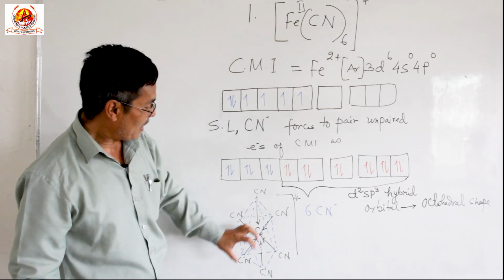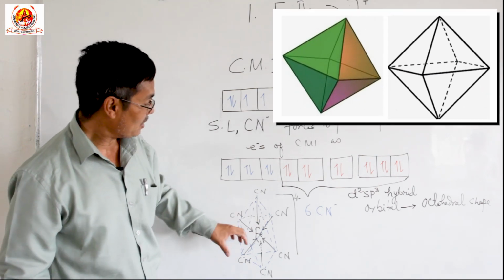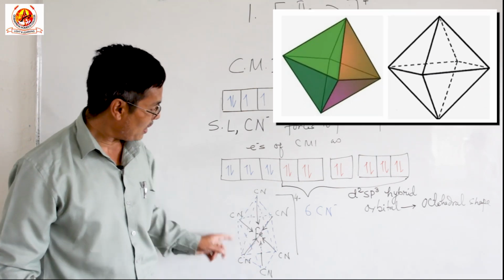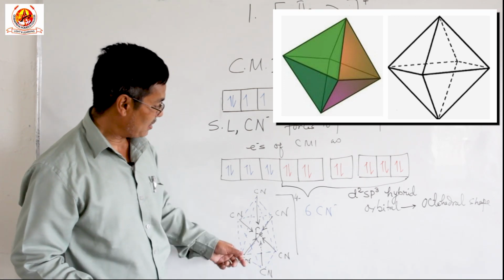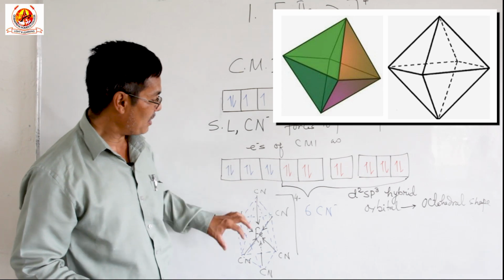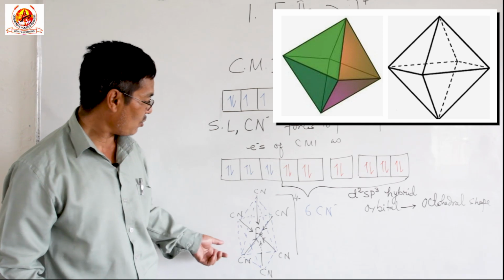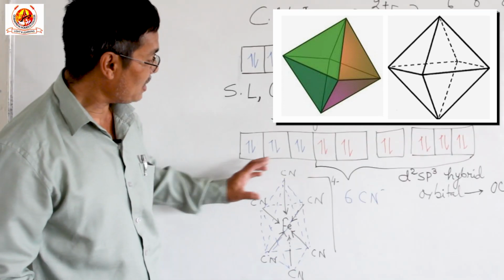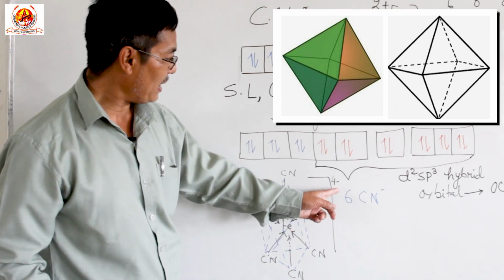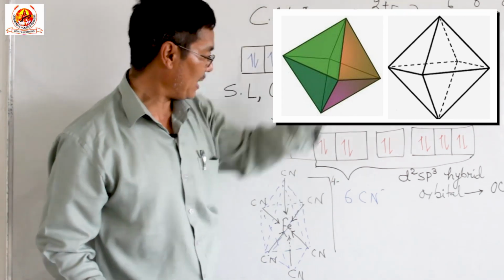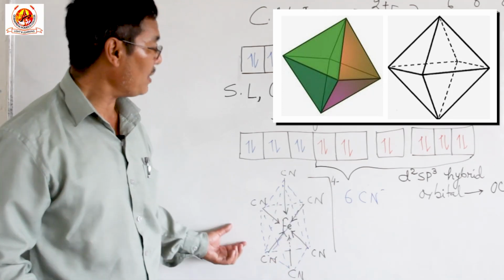So this is the figure shown in 2 dimensions, but in 3 dimensions we have 6 corners: 4 corners in the plane, and above and below the plane 1 corner each. So in 3 dimensions, this is known as the octahedral figure having 6 corners. In the 6 corners, the 6 ligands are present and coordinated to the central atom. It carries a negative charge like this. This is the negative charge of the complex. That is the coordination part of this complex.